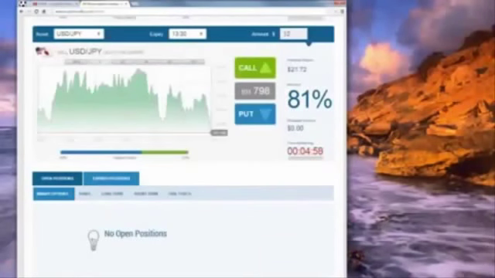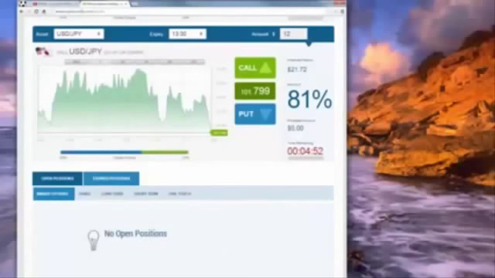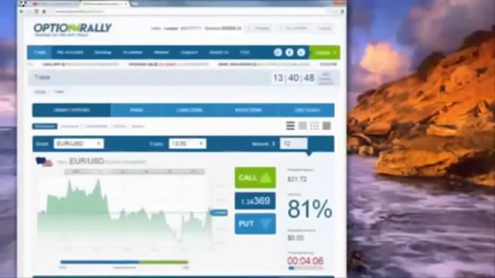And what do you know? I didn't even break a bead of sweat. I am very confident in this software, obviously. So that's a total of $1,037, less than 40 minutes. 40 minutes from boot. You can wash your car in more time. $1,037 from boot. Now, if you take a look at my account balance, around 14,500.